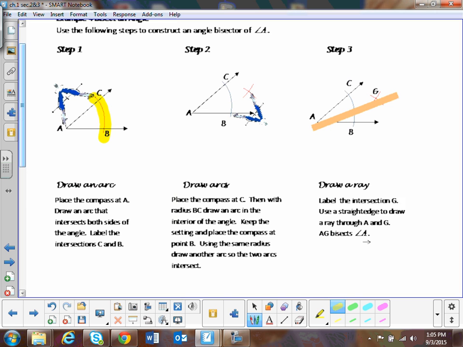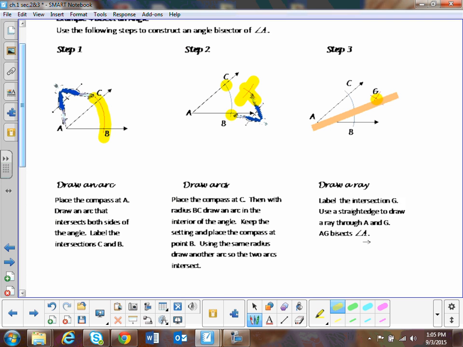Then you want to place your compass on B and C, kind of get that width, okay? It doesn't have to be exactly, it just needs to be around there. And then you make an arc from B to right there, and then you make an arc from C right here until you see them intersect. And then that intersection point you want to connect with vertex A.